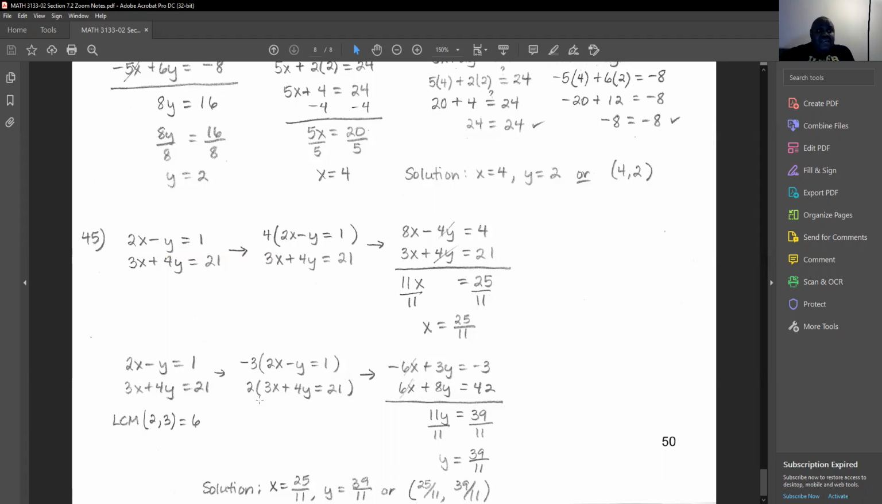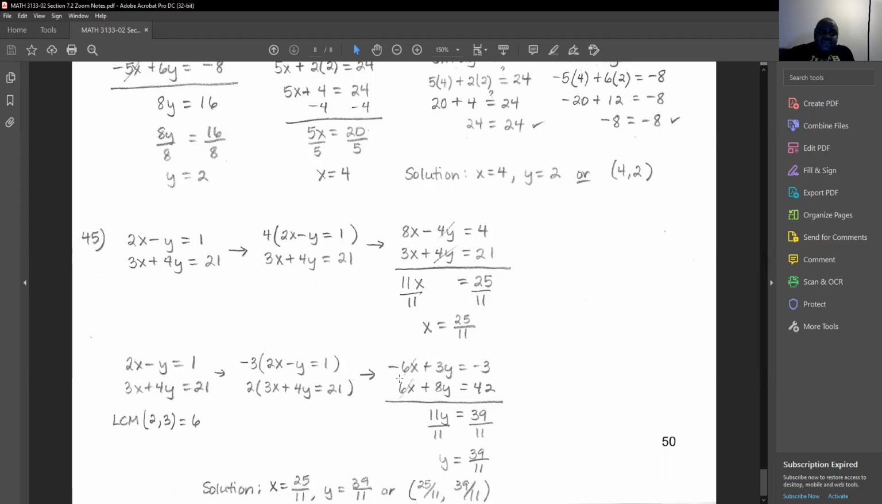But in order for me to eliminate the x's, since both of them will be positive, one has to be a positive, the other one has to be negative. I made the 3 negative. I could have made the 2 negative if I wanted to, but I went ahead and made that 3 negative. So I'm going to multiply the top equation by negative 3. This is what I would get.